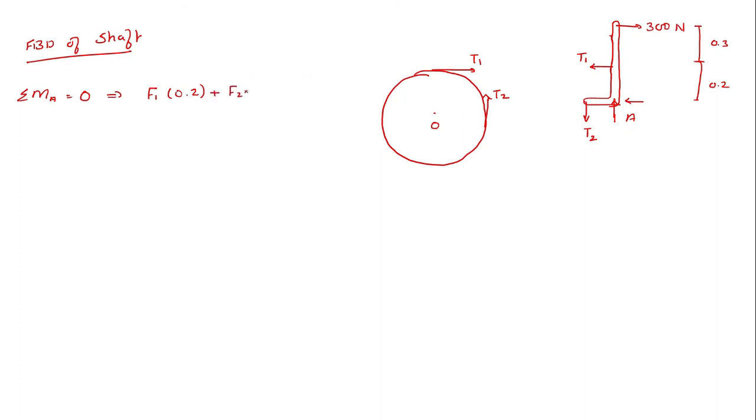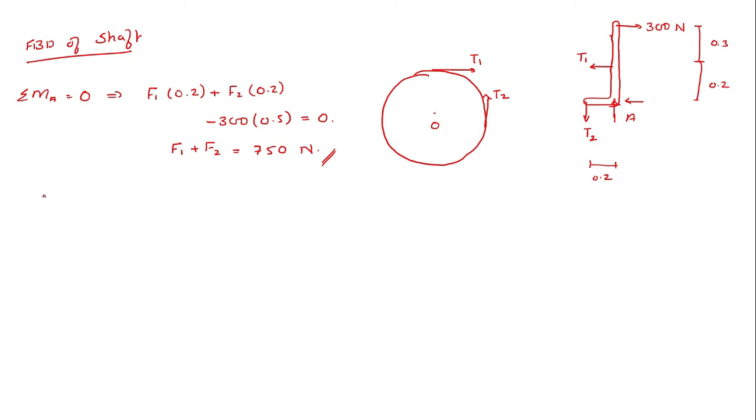Plus F2 into this distance is also 0.2, so that is also in the clockwise direction, and plus 300 into this distance will be 0.5. This is clockwise, so I'll write it as negative. That is equal to 0. So if you solve this, you would get F1 plus F2 is equal to 750 Newton. So this is the first equation which we get.